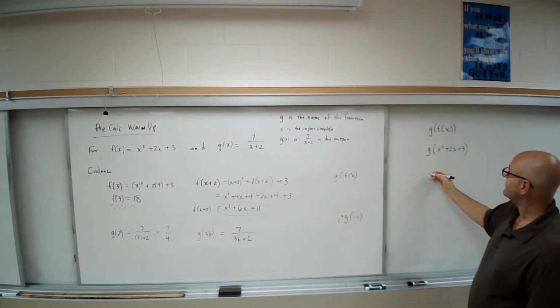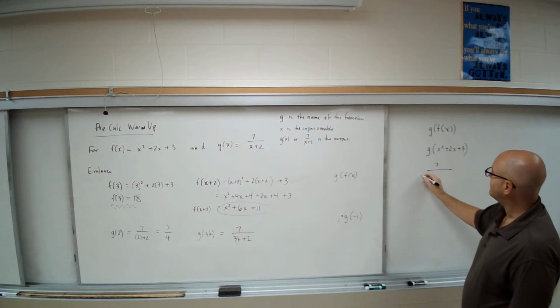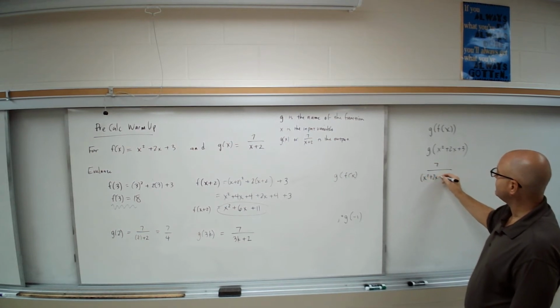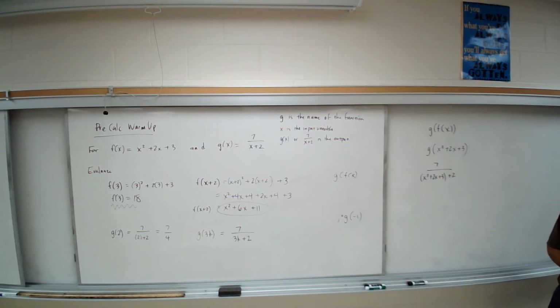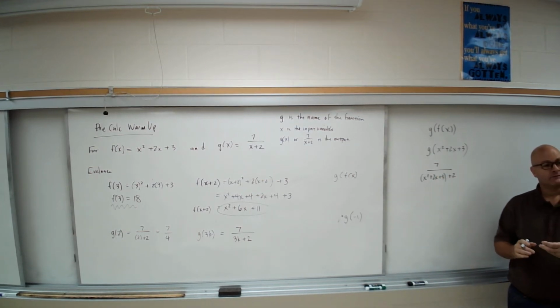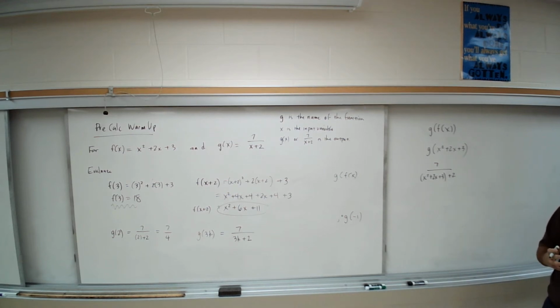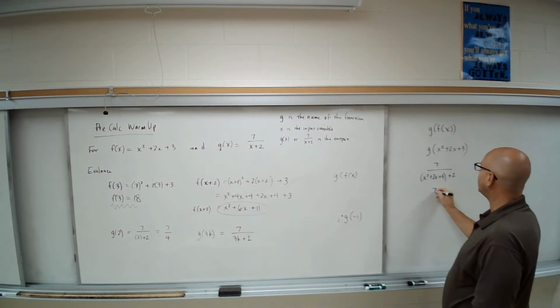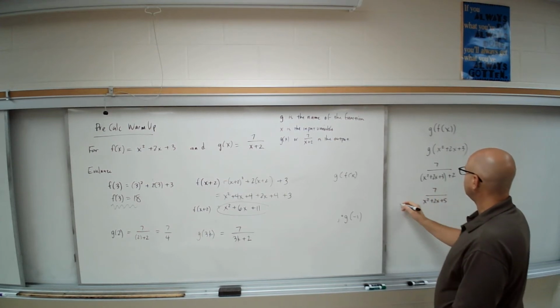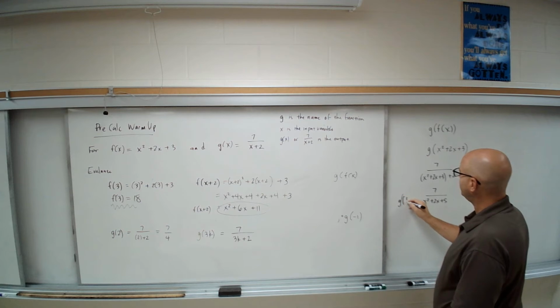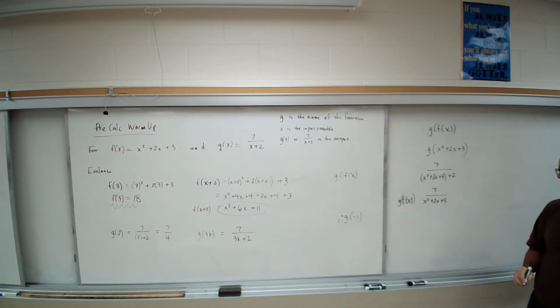So to do this, I'm going to do 7 divided by the input, I'll leave that in a parenthesis, plus 2. At this point, there are no numbers touching the parenthesis that need to be distributed. There's no negative in front of it that needs to be distributed, so they can really just drop off. And we'll get 7 over x squared plus 2x plus 5, and that's g of f of x, like that.